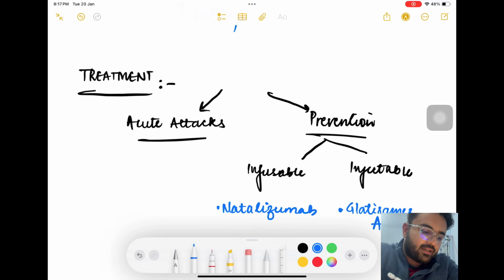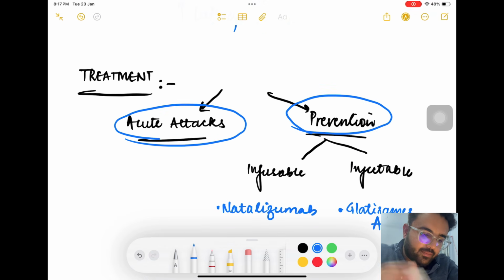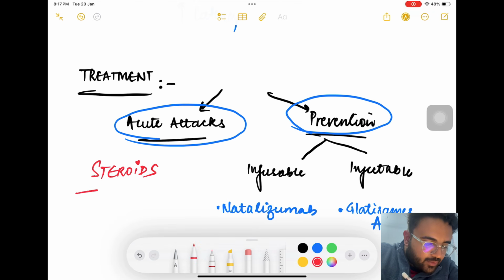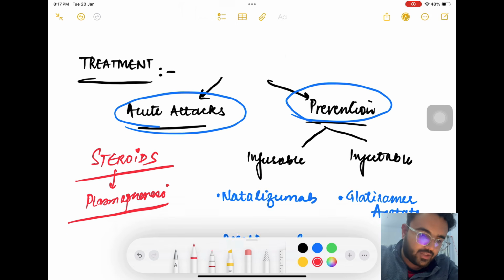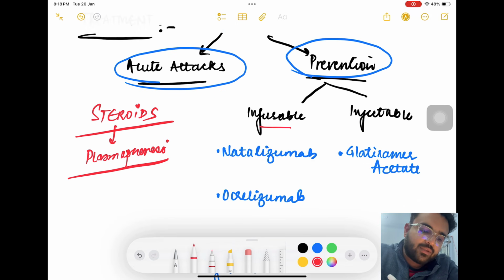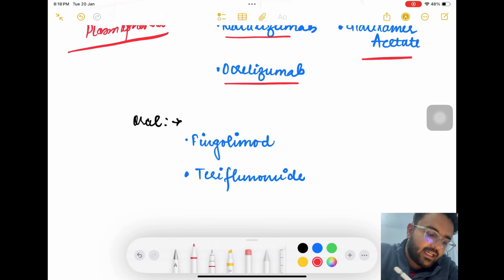Treatment: acute attacks versus prevention. In acute attack, the drug of choice is steroids. If steroids don't work, you can do plasmapheresis as well. Steroids are also used in relapse and remission. Prevention: infusible drugs are natalizumab and ocrelizumab, and injectable is glatiramer acetate. Orally you have fingolimod and teriflunomide.